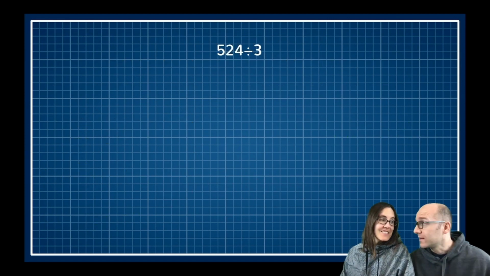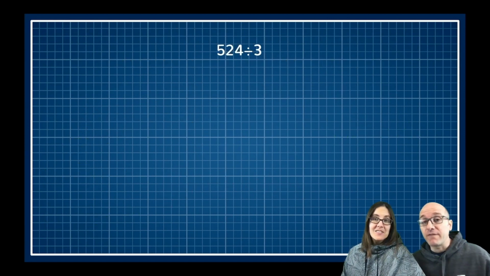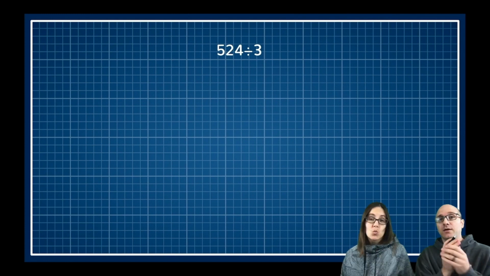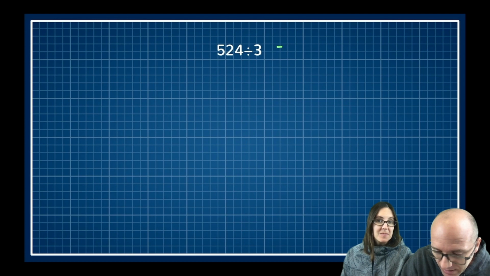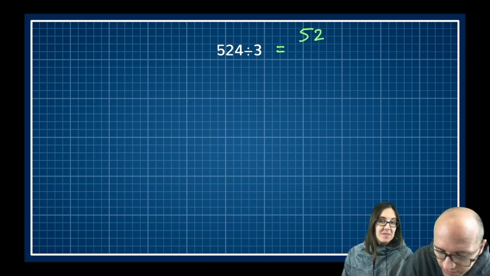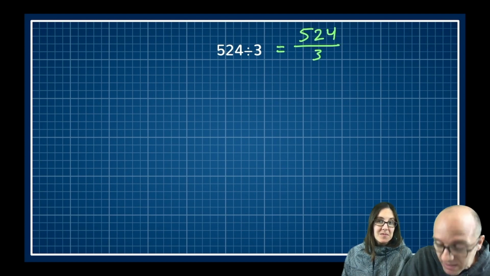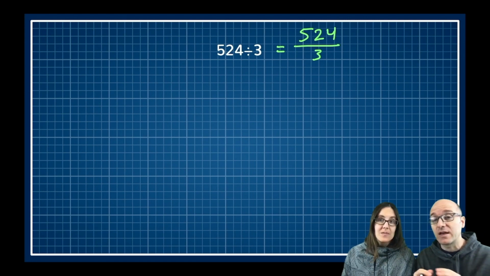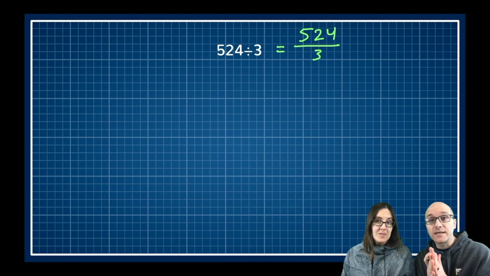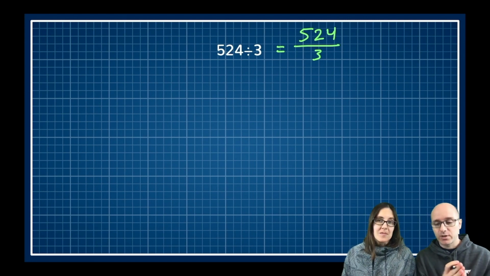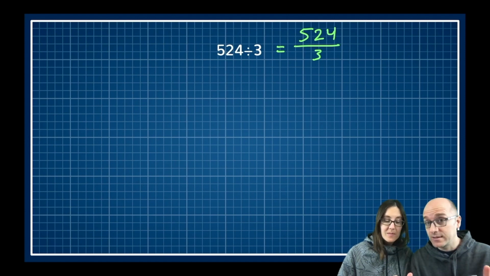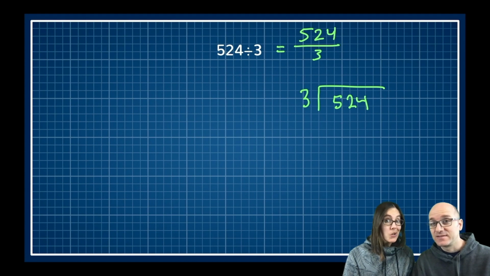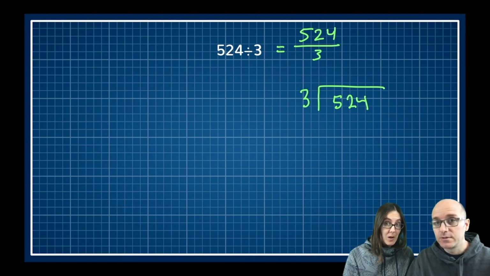All right, Science Mom. 524 divided by 3. So when you see this division sign, that is the same as us saying 524 divided by 3, so thinking of it as a fraction. And we are going to get into fractions, but I just want to make it clear those two things do mean the same thing. And that's the same as 3 going into 524 as well, right?